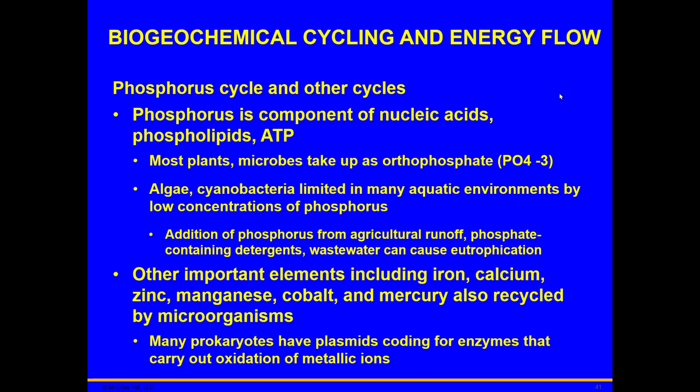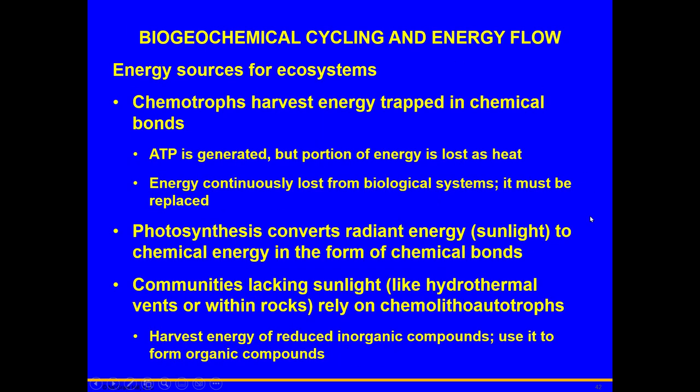Many prokaryotes have plasmids. Remember, those are the little tiny circles of DNA separate from the major chromosome. And on these plasmids, they code for enzymes that carry out the oxidation of metallic ions. Now, we're going to talk a little bit about the energy flow.